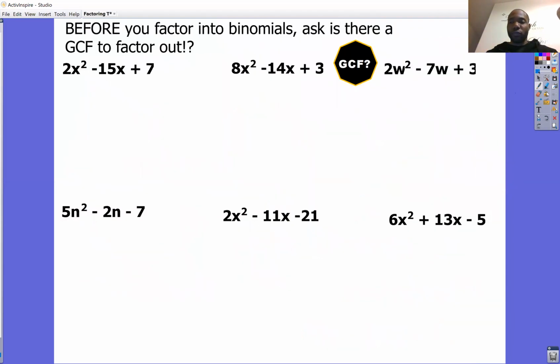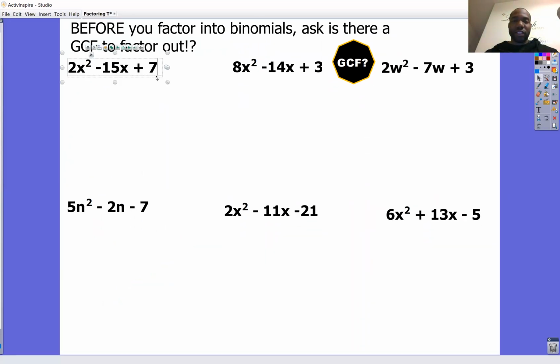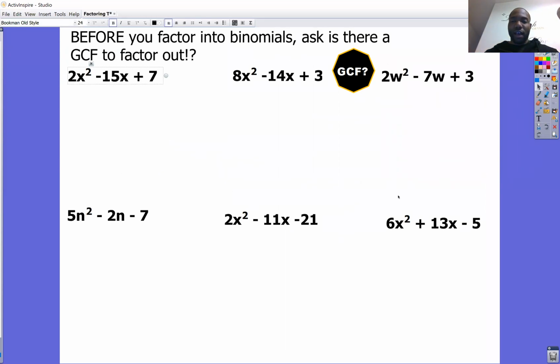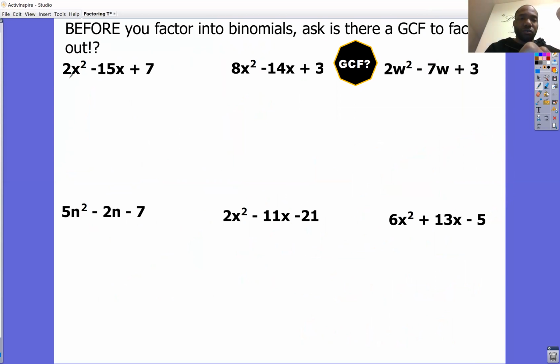All right, so the first thing we want to do is ask ourselves, is there a GCF? Because if we don't ask ourselves that, we're going to be wrong factoring, because we have to factor completely. The first term is 2x squared minus 15x plus 7. Is there a GCF between 2, negative 15, and 7? No, the GCF will be 1. So get the butterfly.